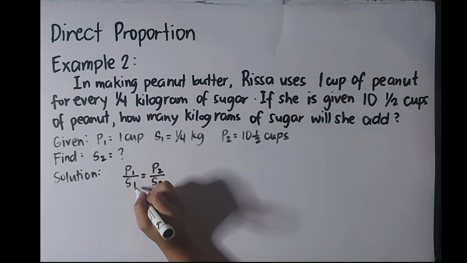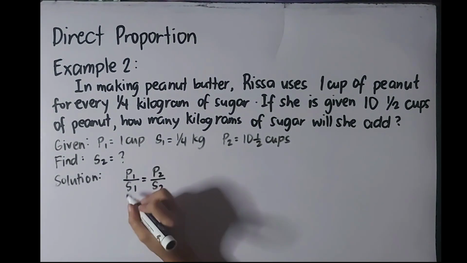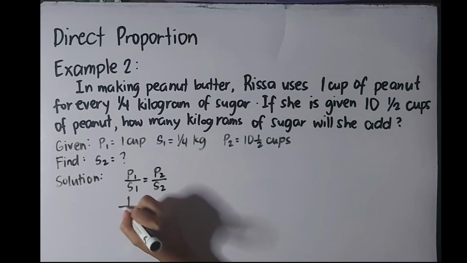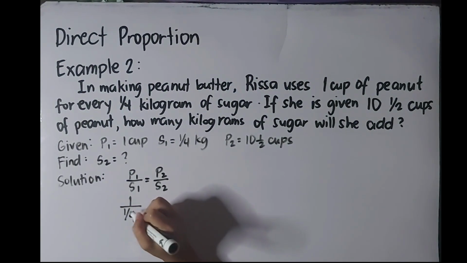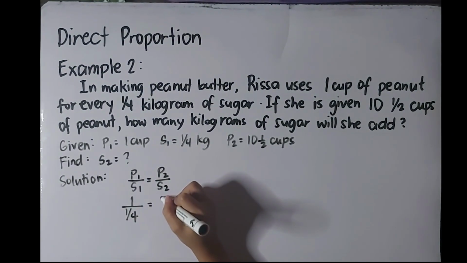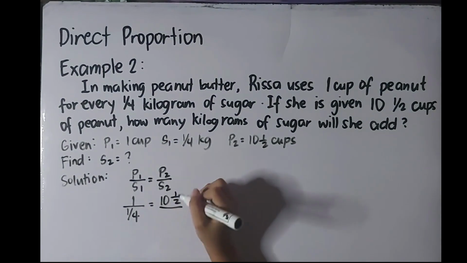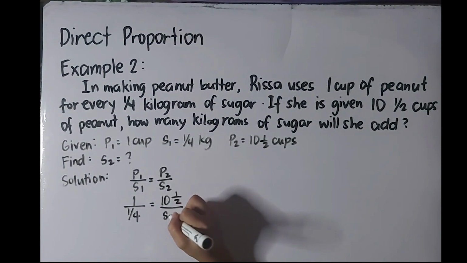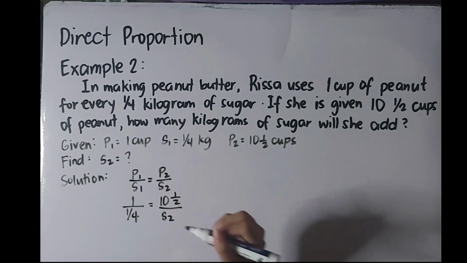So we have P1, S1, and then P2. So we are looking for S2. So we have 1 cup for P1 over 1/4 kilo for our S1 is equal to P2, which is 10 and a half cups over S2. So now to solve our S2, we need to get the cross product.